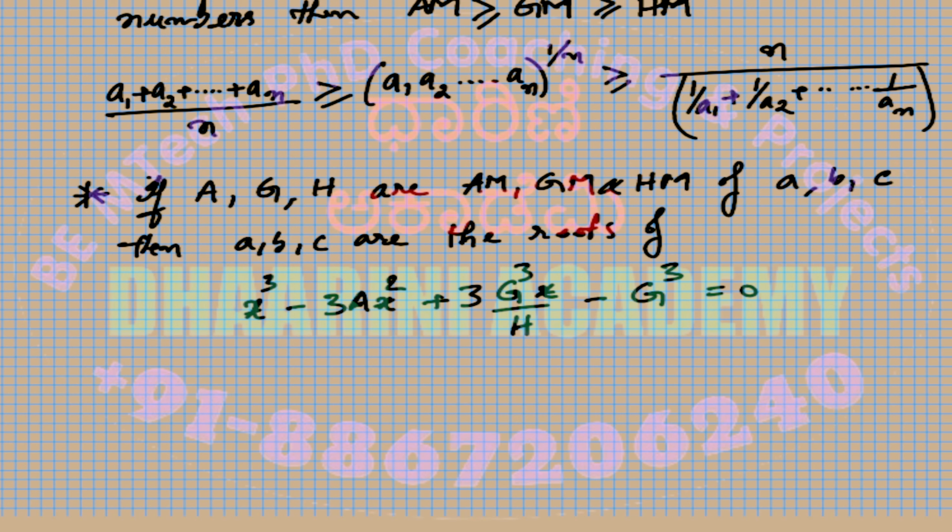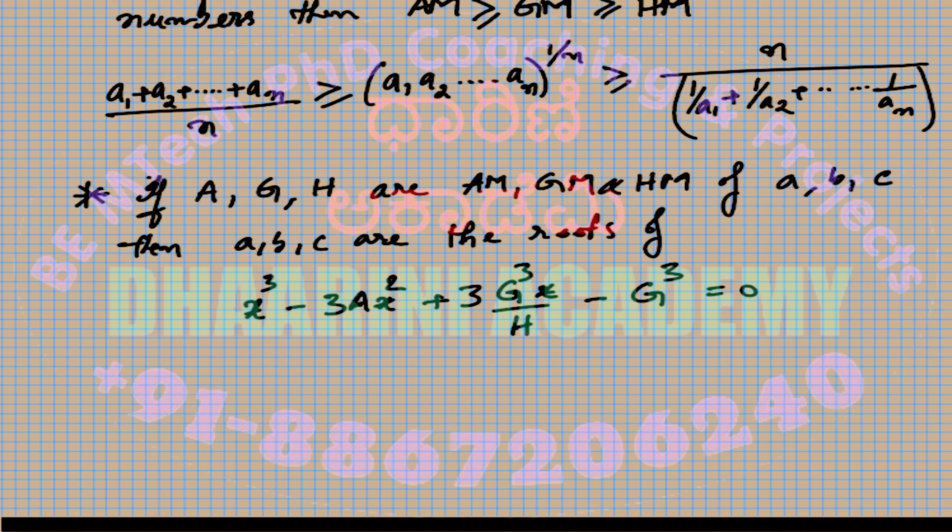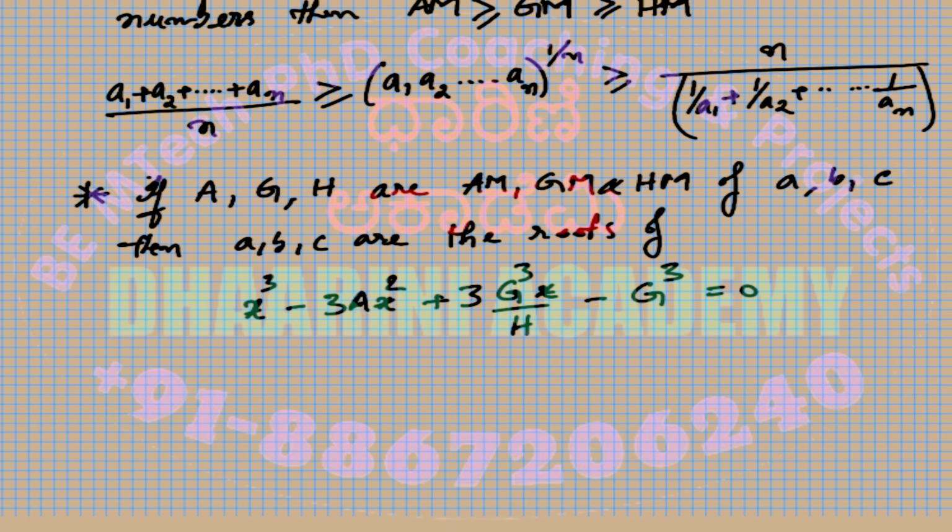So this is the equation for which we have the roots a comma b comma c. For those numbers, capital A comma capital G comma capital H are the arithmetic, geometric, and harmonic means respectively. For three given numbers, if you know the arithmetic, geometric, and harmonic means, then you can write the equation x cube minus 3 capital A times x square plus 3 G cube x divided by H minus G cube equal to 0, solving which you get a, b, c once again. All right, okay.